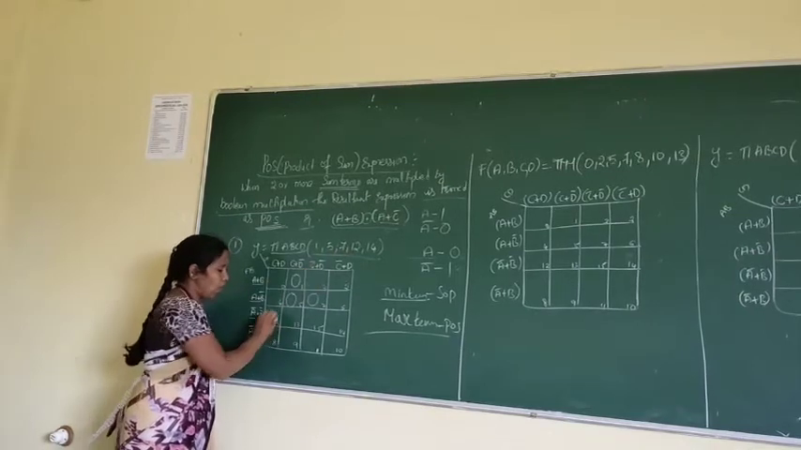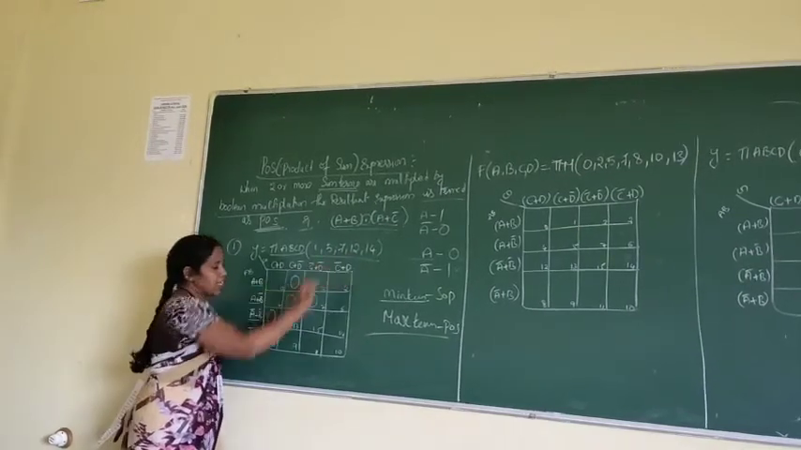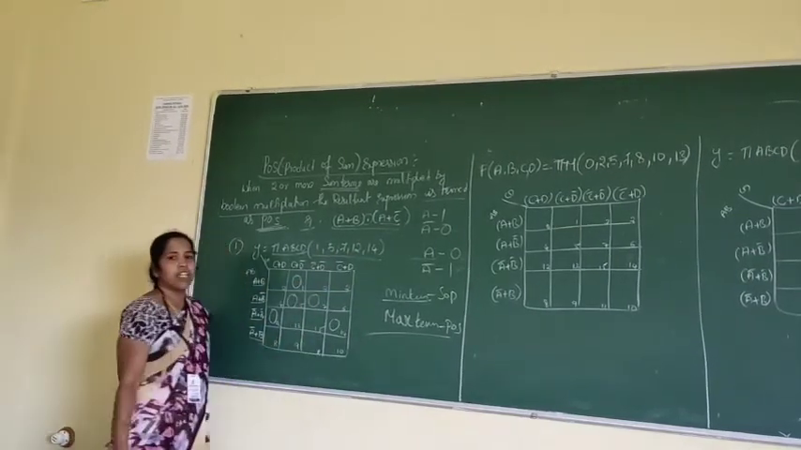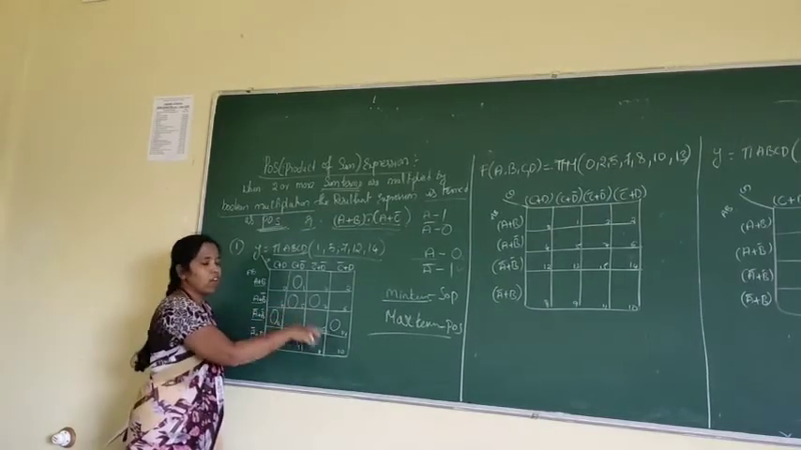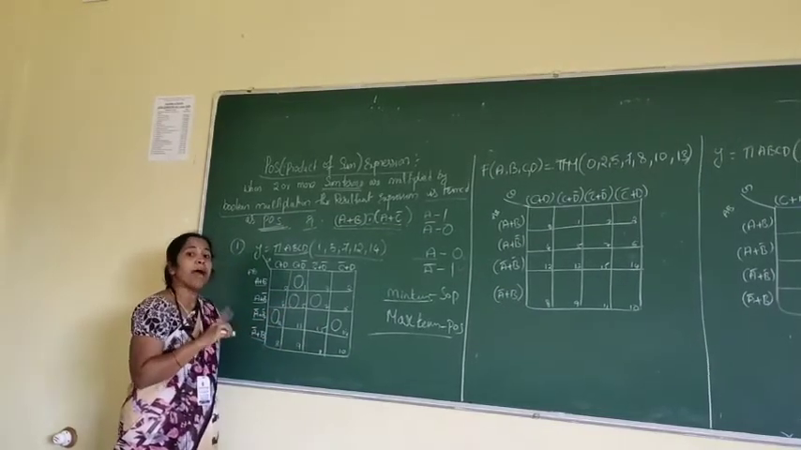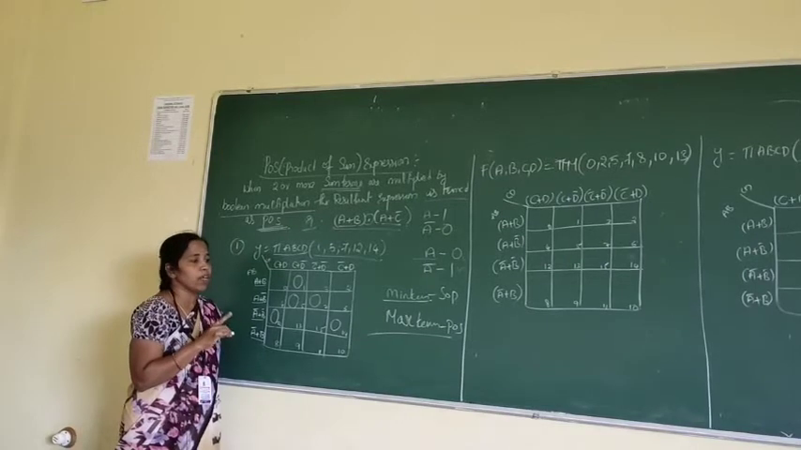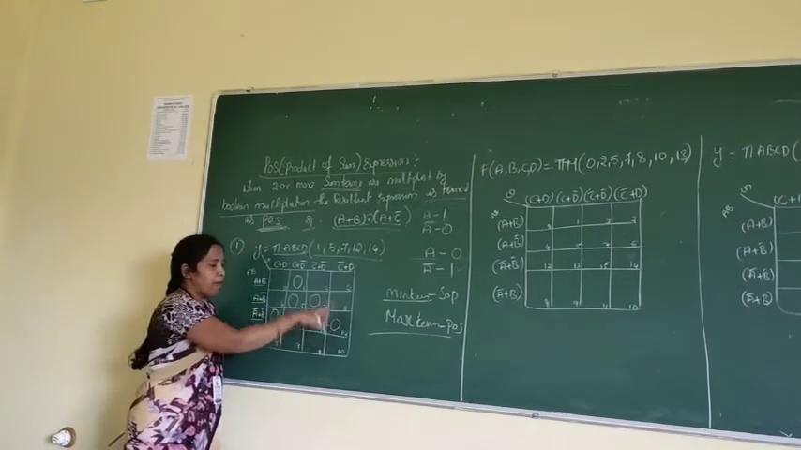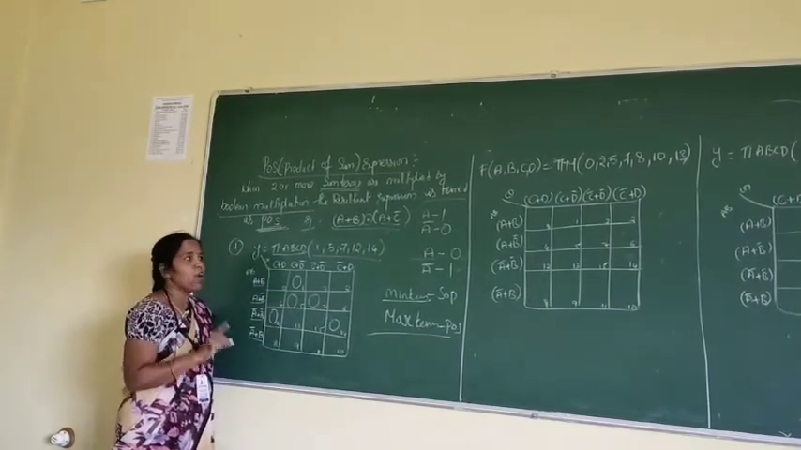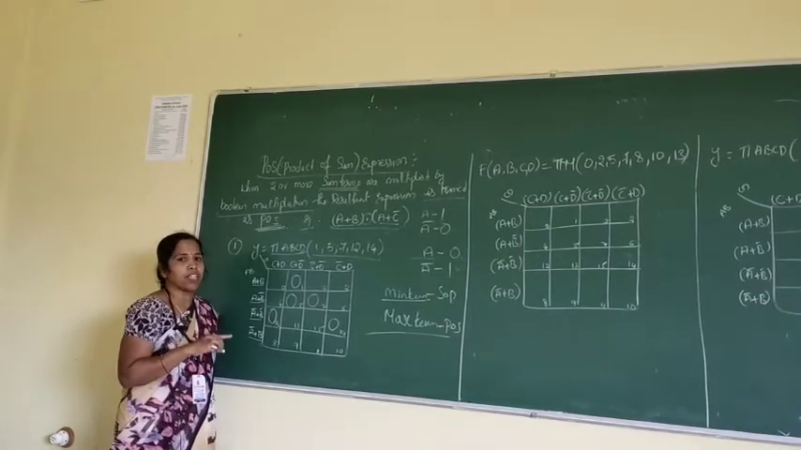Next value is 12, 0. Next is 14. Right? So the first step I have solved. First step is what here? Mapping of max terms. POS represents max terms here. So the mapping of max terms is done. Now I have to do what here? Grouping of max terms.